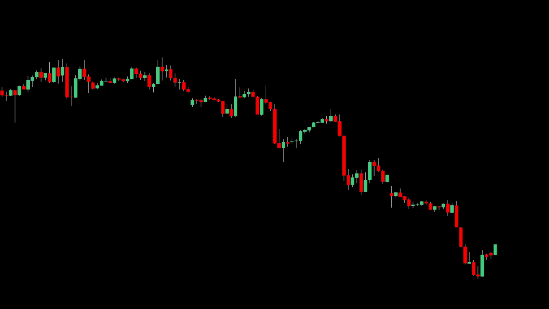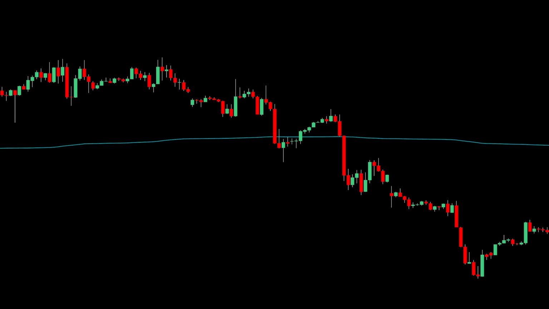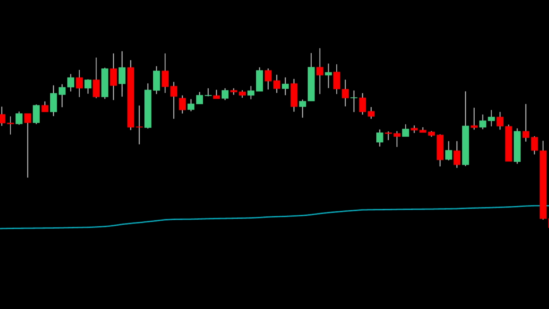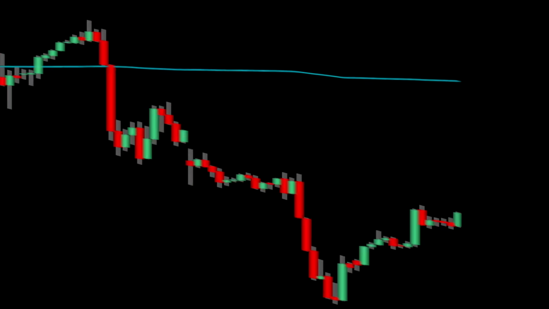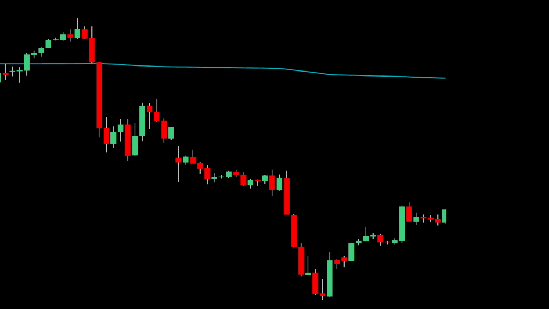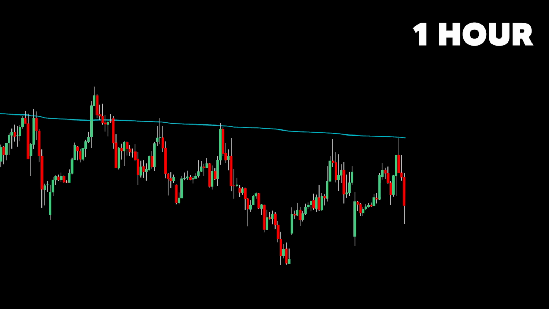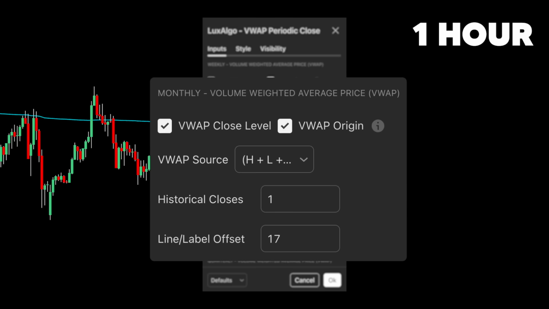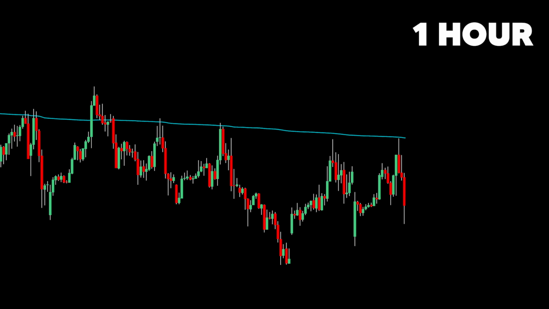That brings us to the second powerful way traders use VWAP, as a directional bias filter. It's simple. If the price is trading above VWAP, you lean bullish. If it's below, you lean bearish. But context is everything. Let's look at what that means. We're still on the 1-hour chart, but this time we've enabled the monthly VWAP. Now, price is clearly trading below it, which might suggest a bearish bias.